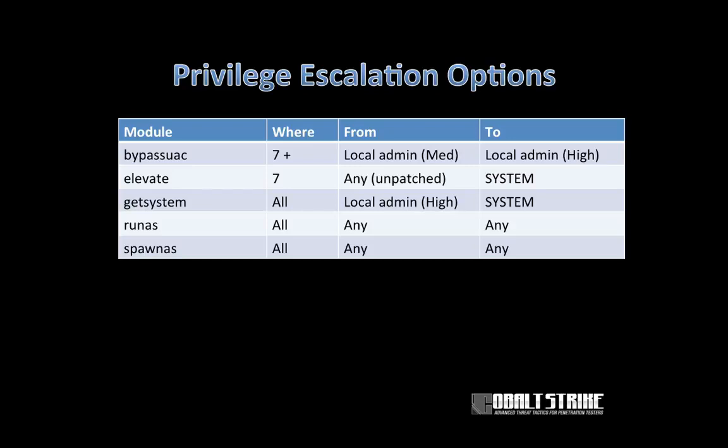Get system. Get system is a command to elevate from a local admin in a high integrity context to system. Run as is a command that lets you specify credentials for a user and kick off a process as them. So you can reuse run as to kick off a process or a beacon as another user. And spawn as uses the same mechanisms as run as, but it's a little bit different. Let's talk about that.